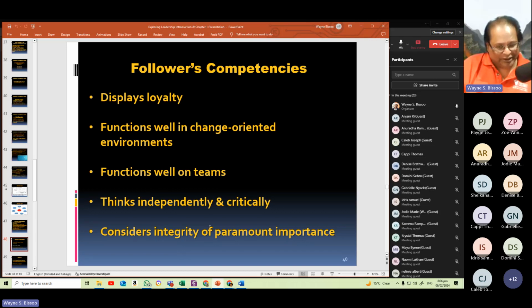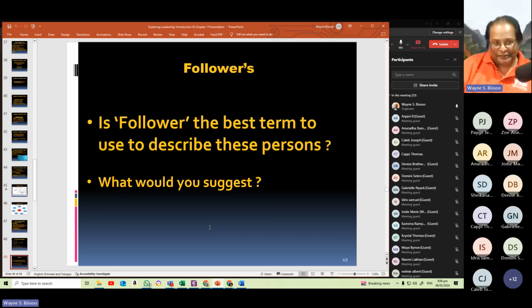Think independently and critically. That's an important thing. Oftentimes, leaders do not appreciate followers who think independently and critically, simply because independent and critical thinking leads you to question decisions that are not thought out well by the leader. And of course, considers integrity of paramount importance. Your integrity and ethical values are unquestionable and unshakable. And so you expect the best, and therefore you want it from everybody. All right? Those are your competencies as a follower.